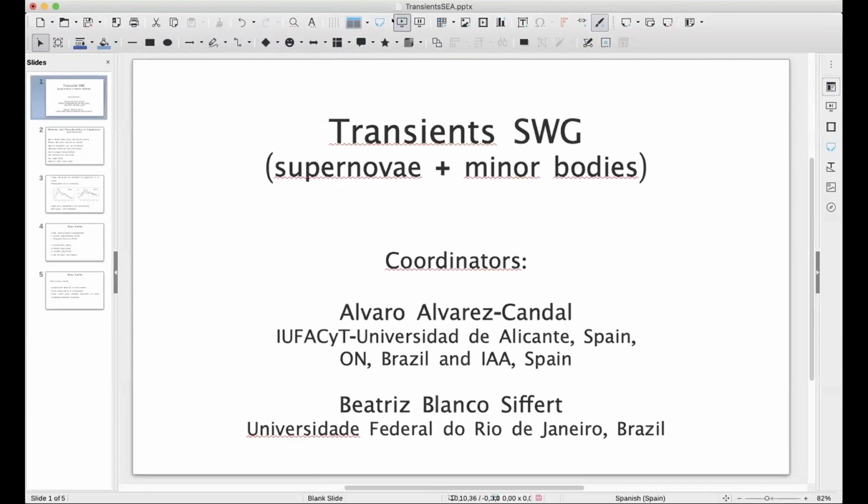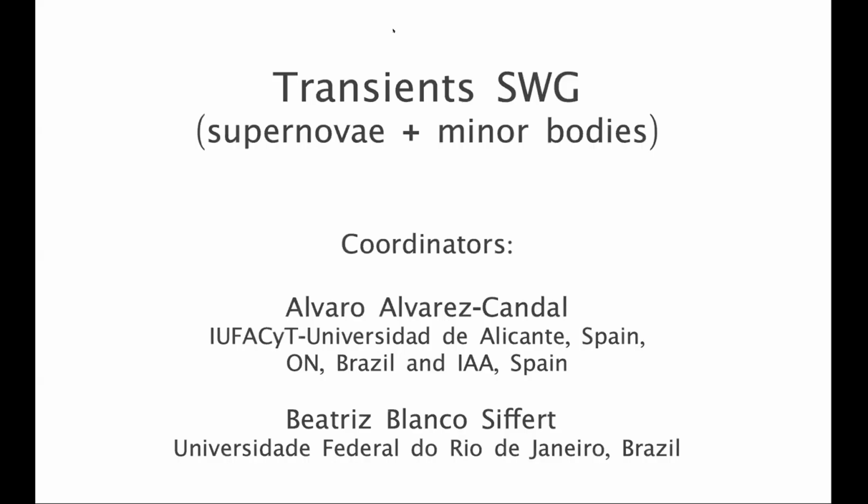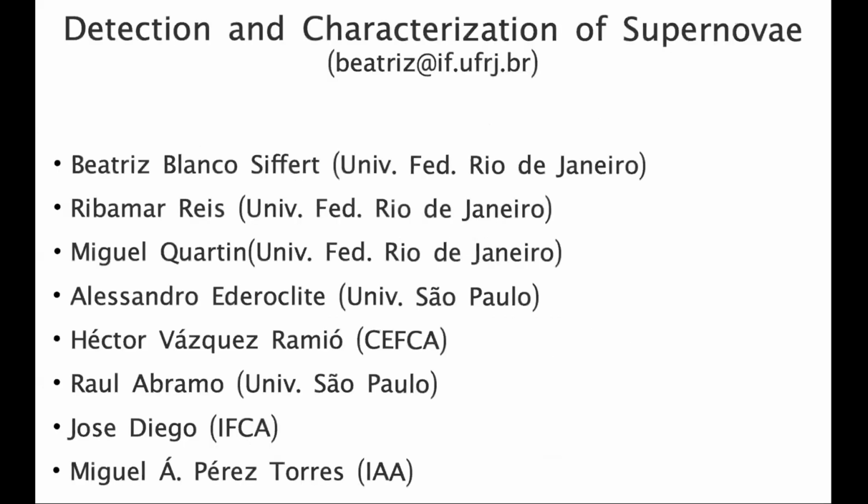Yeah. Well, this is the two legs of the transient group, which usually has three legs with the variable stars, cataclysmic stars. But I'm going to just show a few slides about supernovae and minor bodies. I coordinate the part of minor bodies, and Beatriz Blanco from Rio de Janeiro coordinates the part of supernovae. So if you have any question, there's her email. You are seeing my screen, aren't you? Yes. Okay. There is her email.